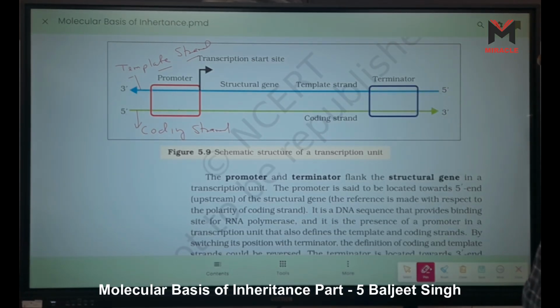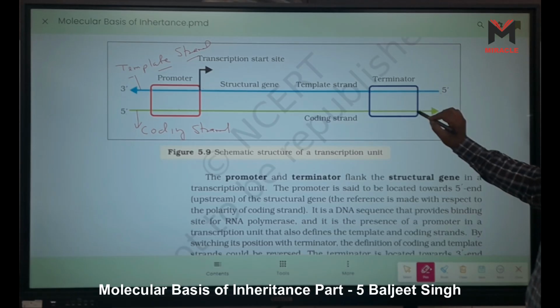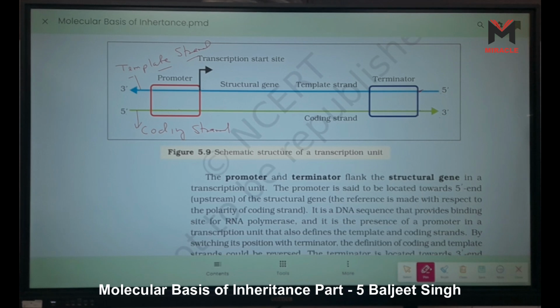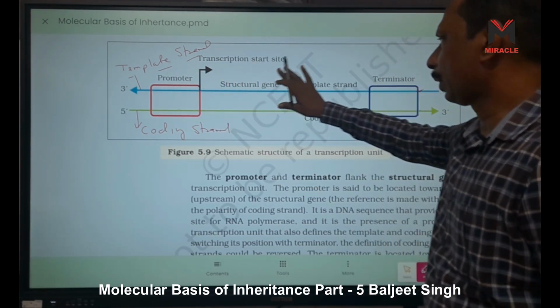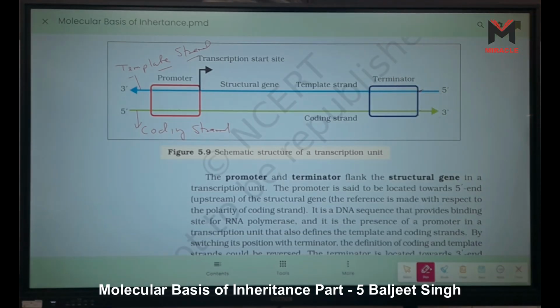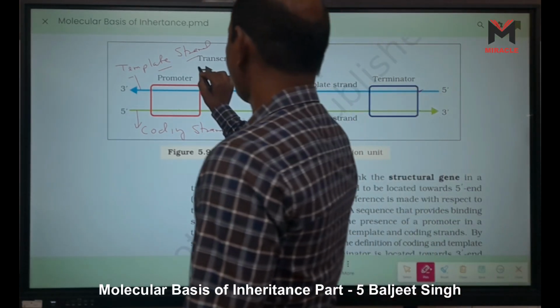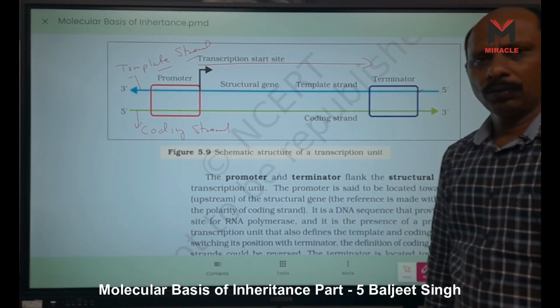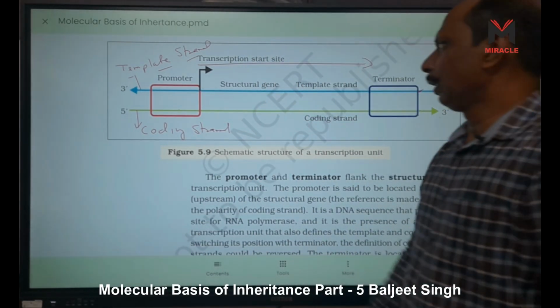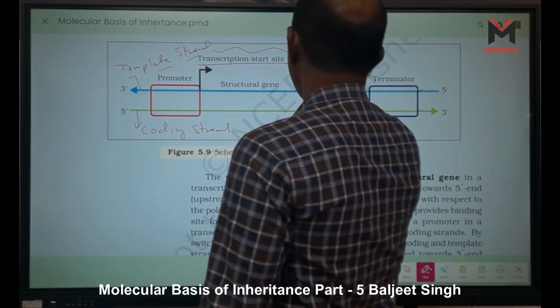The terminator is toward the 3' end on the coding strand, but in the case of the template strand, it is toward the 5' end. Okay, the promoter, structural gene, and terminator. Here the process starts from this side to that side. This is the direction of the process, the formation of messenger RNA.